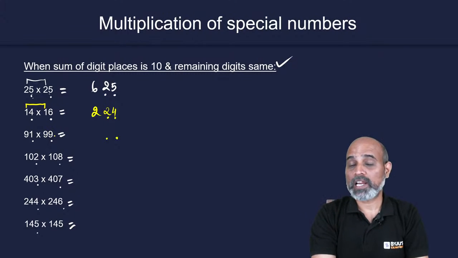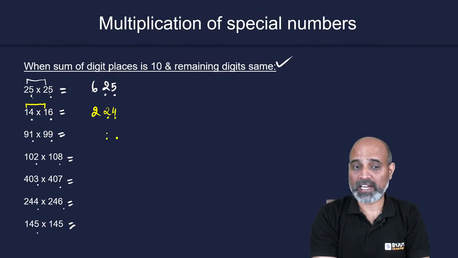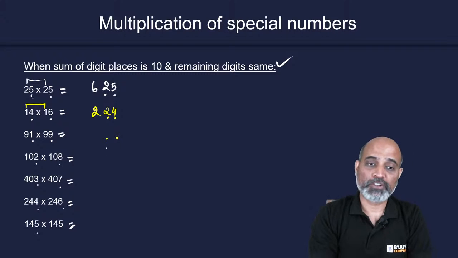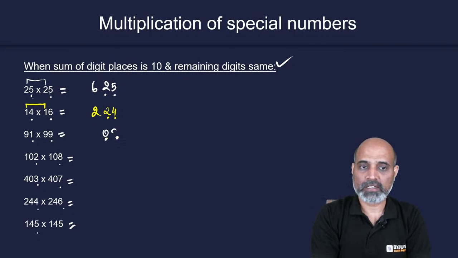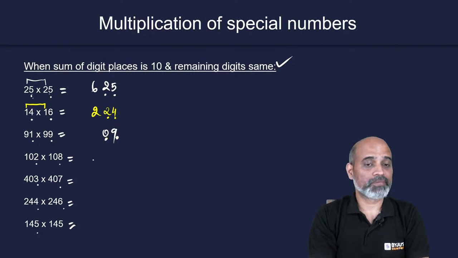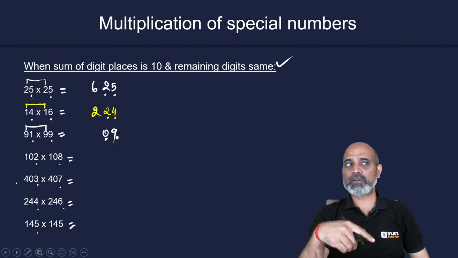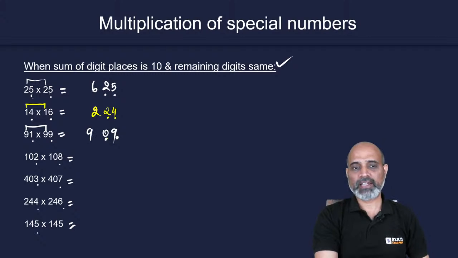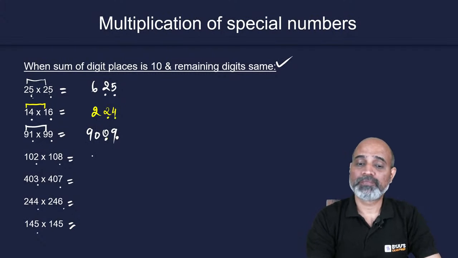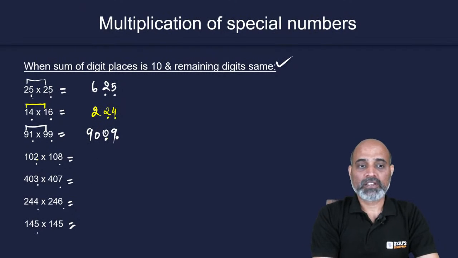Now 1 into 9 is 9, but if I have to write that as 2 digit number, I will have to write that as 0 9, isn't it? ना कि 9 केवल. Next, 9 and 9 same values. 9 के बाद क्या होता है? 10. 9 into 10, 90. 9009 होता है ये. Next one, 2 and 8 का product 16.